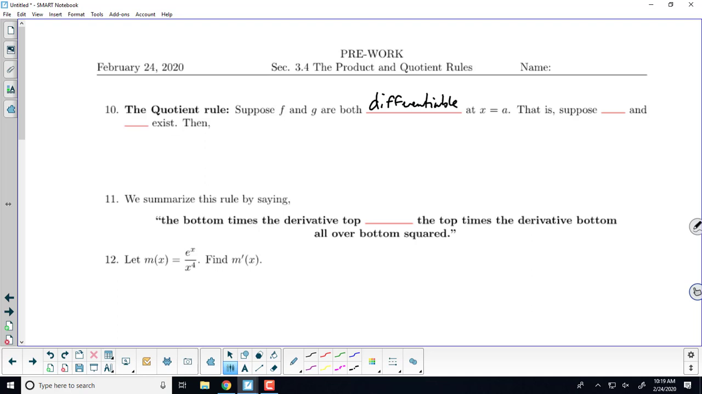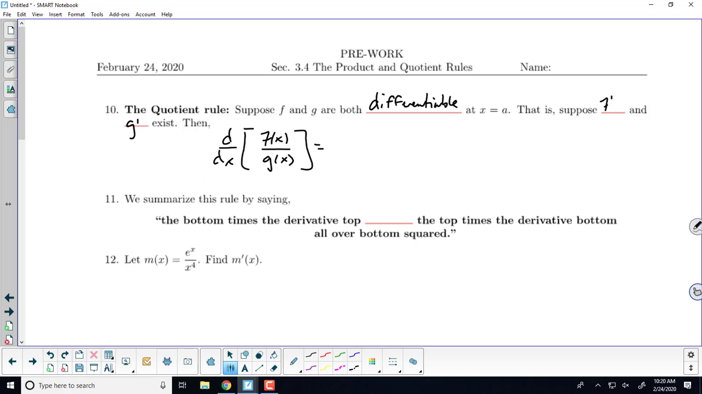At x equals a. That is, suppose f prime and g prime exist. Then the derivative of the quotient. What's a quotient, folks? It's one function, or one expression, in this case one function, divided by another. Okay, here we go.